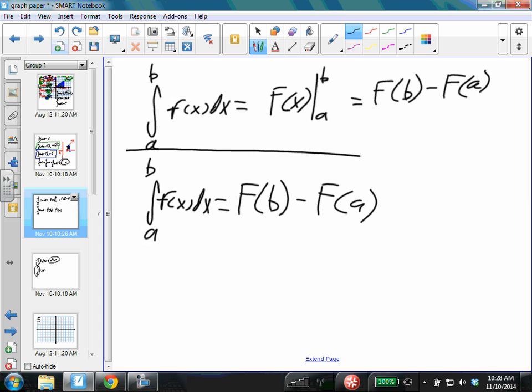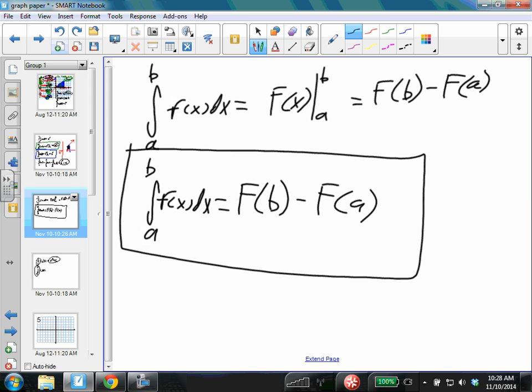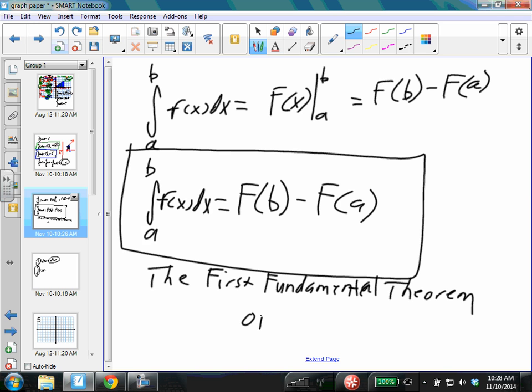And this right here is extremely important. This has a name. It's so important. This is what it's called: the first fundamental theorem of calculus. That is so fundamentally important that it has been given the name the first fundamental theorem of calculus.